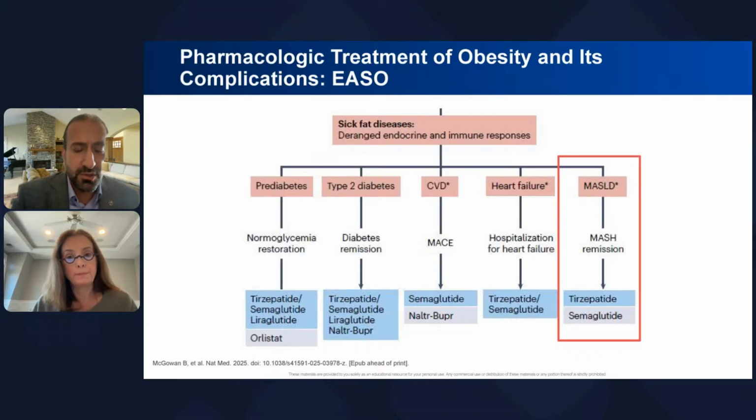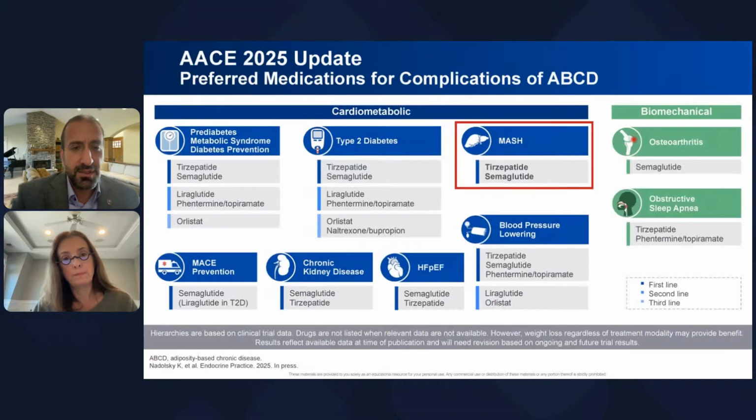Absolutely, couldn't agree more. Moving on also to a new guideline document. This is the AACE 2025 update. And what I like about this is they're talking about complications of ABCD, which is adiposity-based chronic disease. As you mentioned earlier, I'm just happy to see MASH and the liver mentioned. This is very good. But anything you would like to highlight from these new guidelines? No, I agree. I think it's great to see it mentioned again.